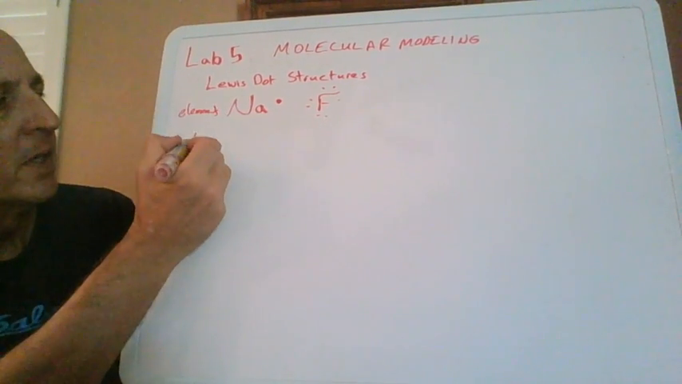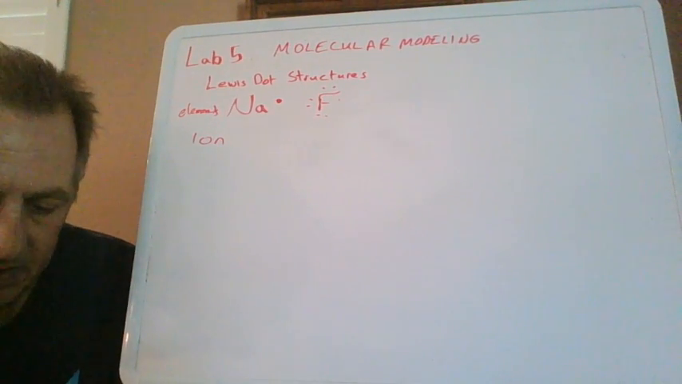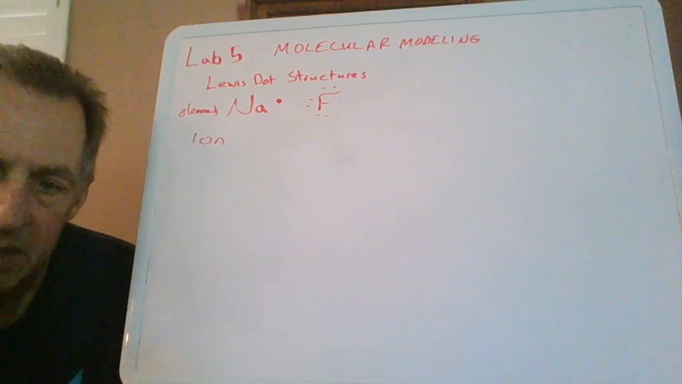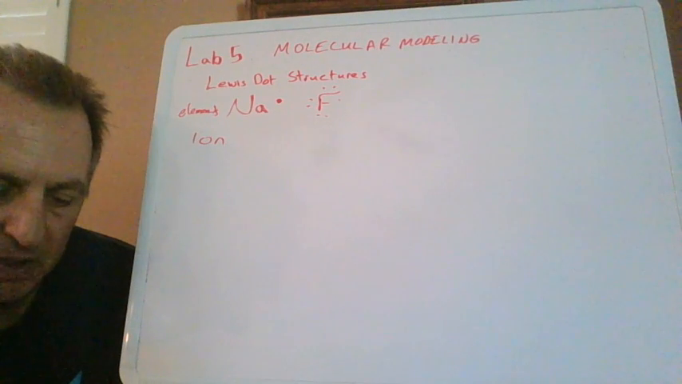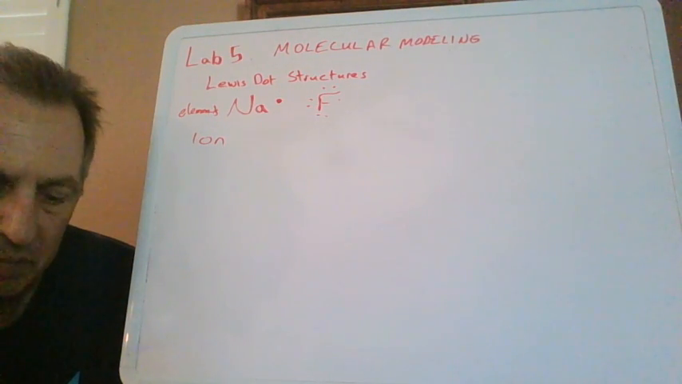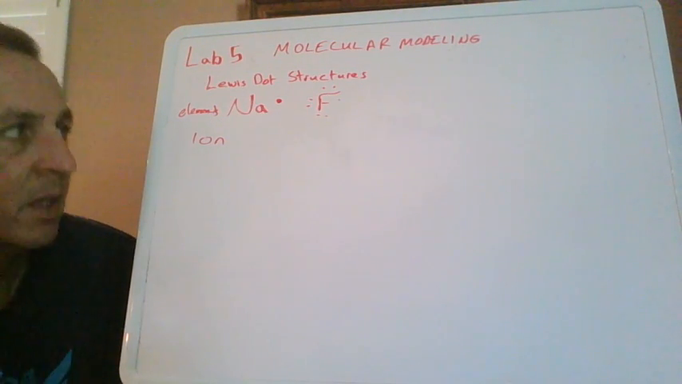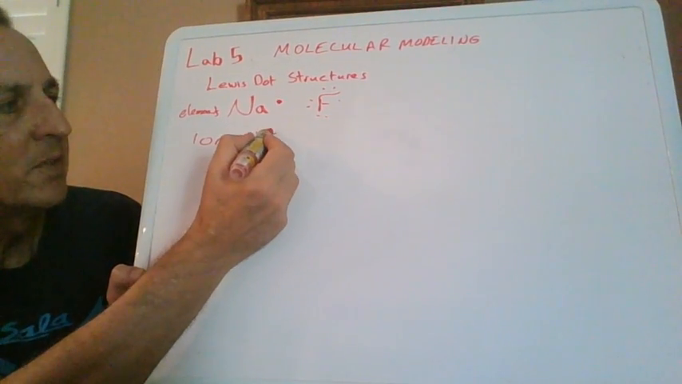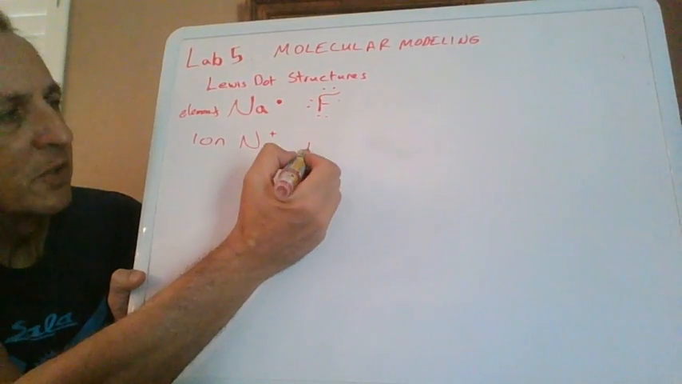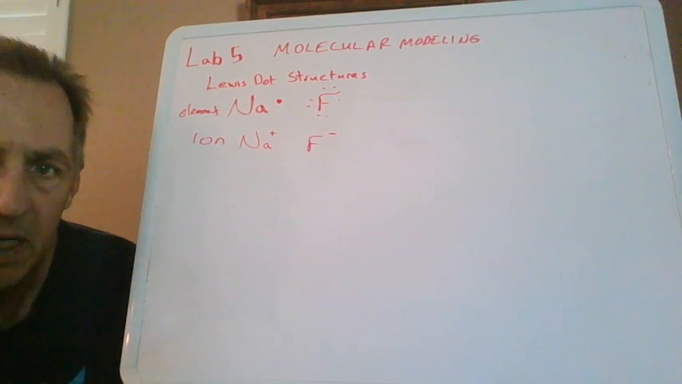You could also have the Lewis dot structure of an ion, right? So an ion is just an atom that has either gained or lost electrons and now is charged, right? So if we lose electrons, then we become positively charged and become a cation. If we gain electrons, we become negatively charged and become an anion. So sodium is in group 1, so when it forms an ion, it's going to be Na+. Fluorine is in group 7. It's going to gain an electron and have a negative charge when it becomes an ion.